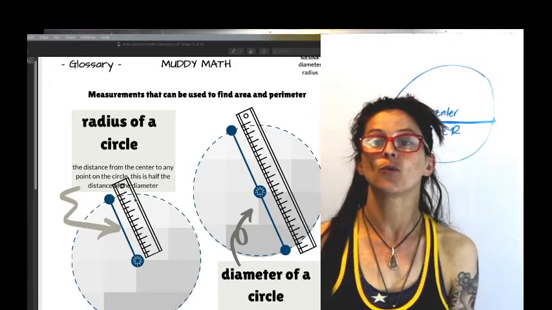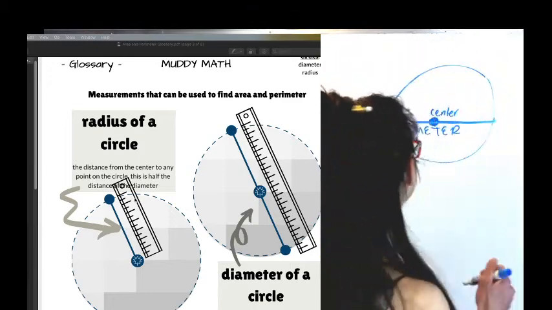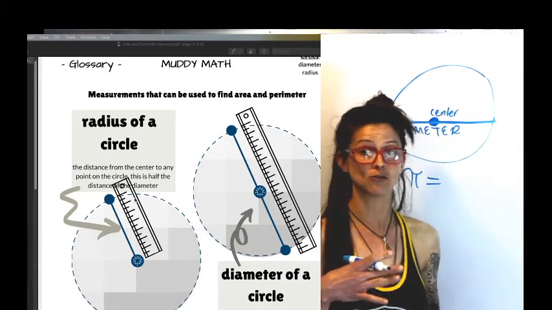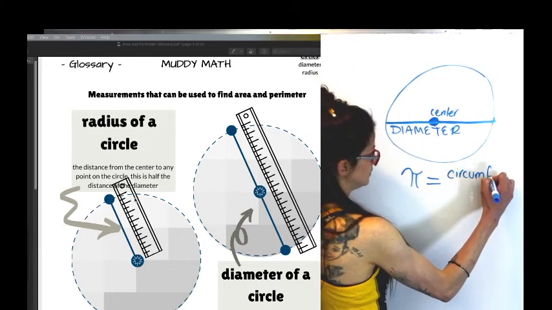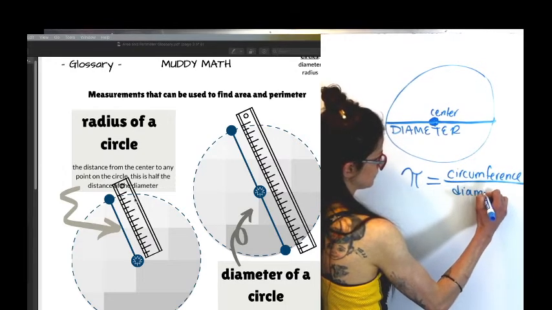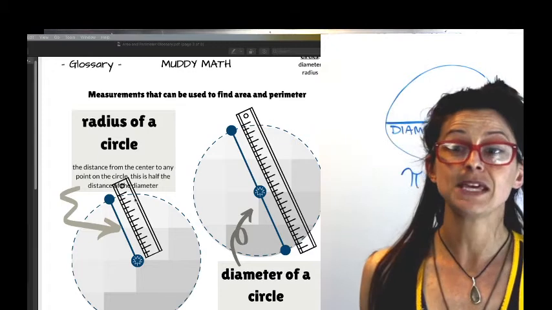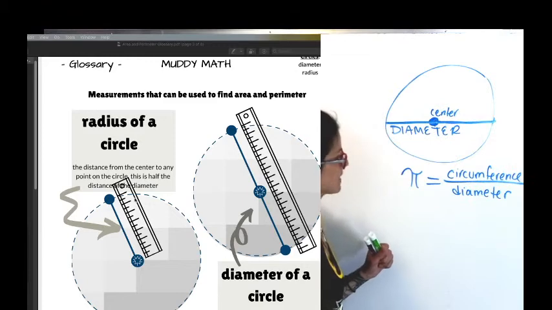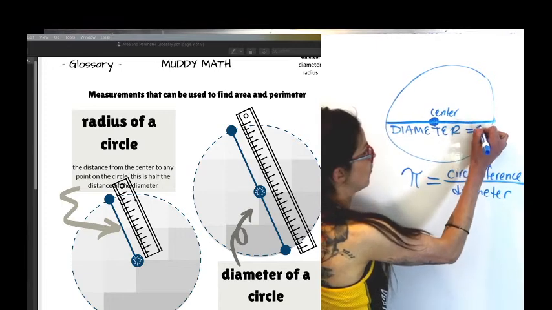Why do we need the diameter? Well, here comes that really cool relationship with circles and pi. So pi is exactly, not rounded to 3 or 3.14, exactly the circumference divided by the diameter. Okay, so if I wanted the circumference of this circle to be pi, what must the diameter be? Well, the diameter must equal 1.